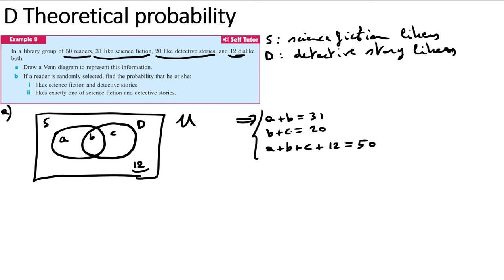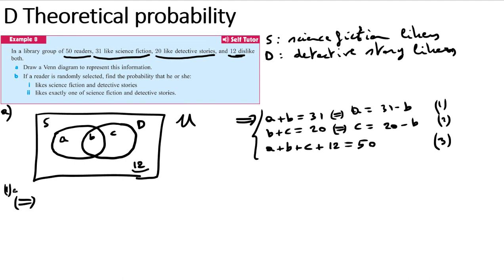Now we can get A, B, C out of this. In the first equation we can say that A is equal to 31 minus B. In the second equation, we can say that C is equal to 20 minus B. And we can fill in the first and the second in the third equation. So we replace A by 31 minus B, the B stays, and we replace C by 20 minus B, plus 12, and that must be equal to 50.